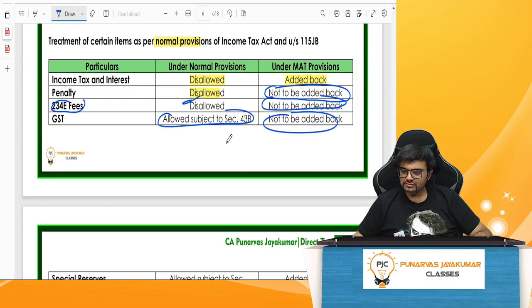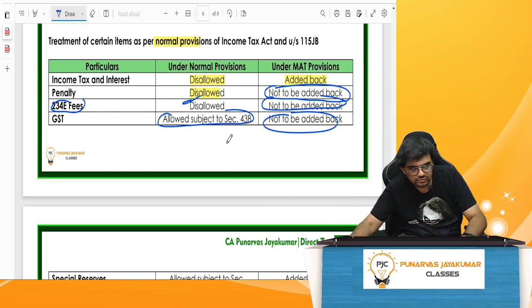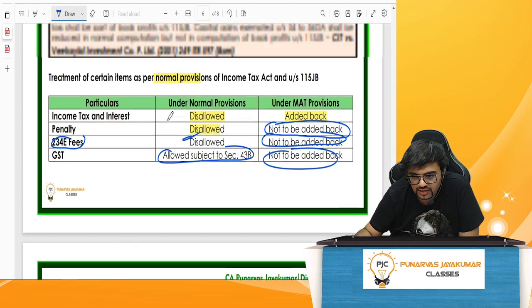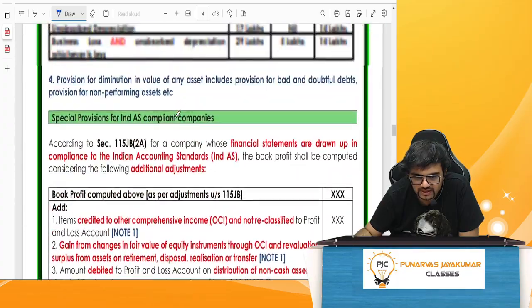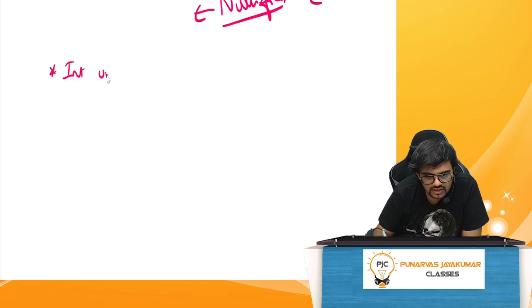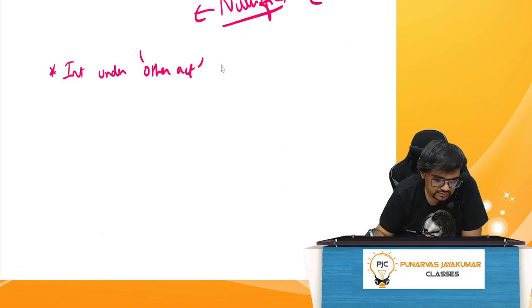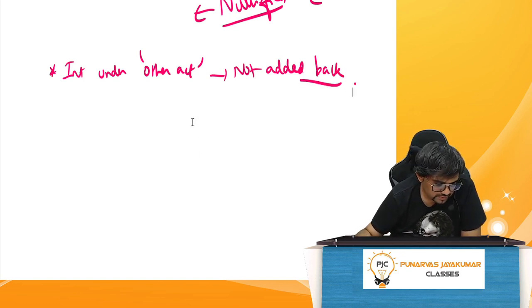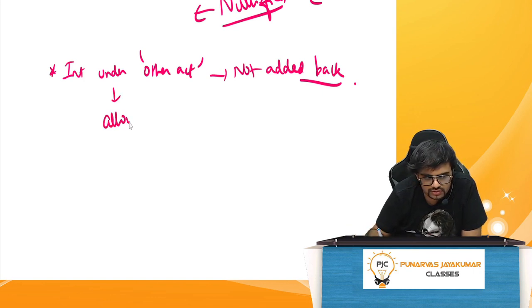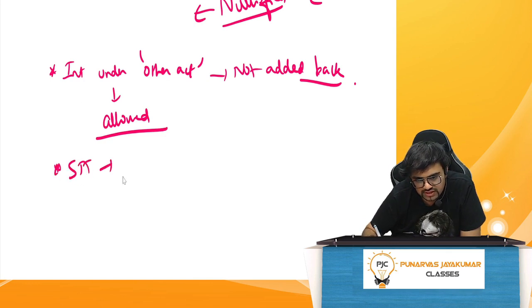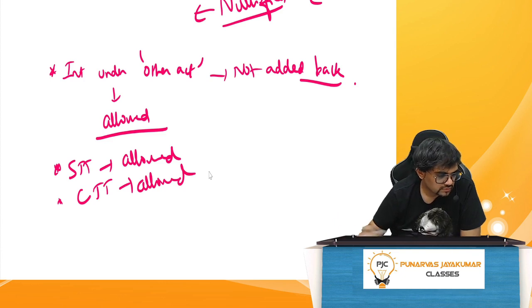Other things we'll see. Interest payable under any other Act shall not be added back while computing the profits. Guys, income tax includes interest paid under the Act. So I would say this is again an MCQ question. Interest under other Act is not added back while computing the book profits, which means they are allowed. Similarly, securities transaction tax is also allowed. Commodities transaction tax is also allowed. All these are allowed, no problem.